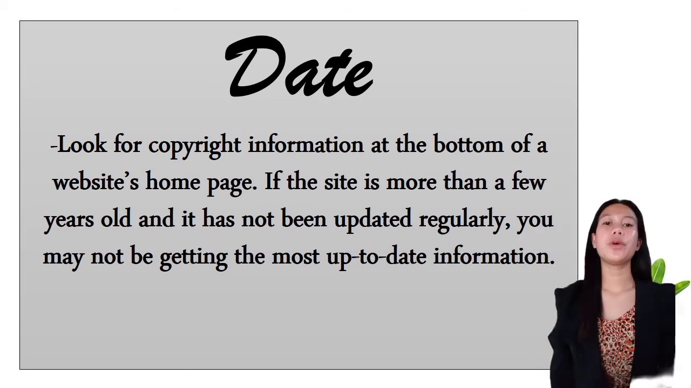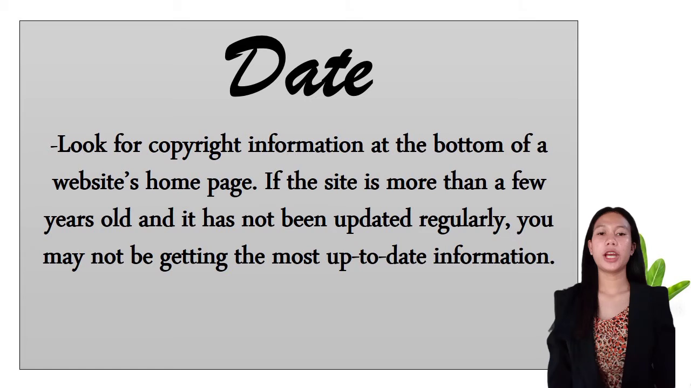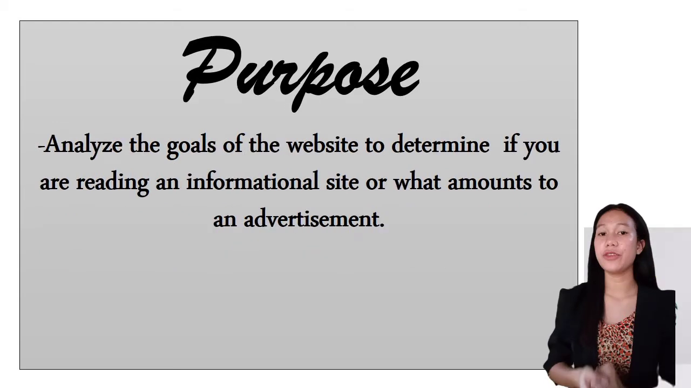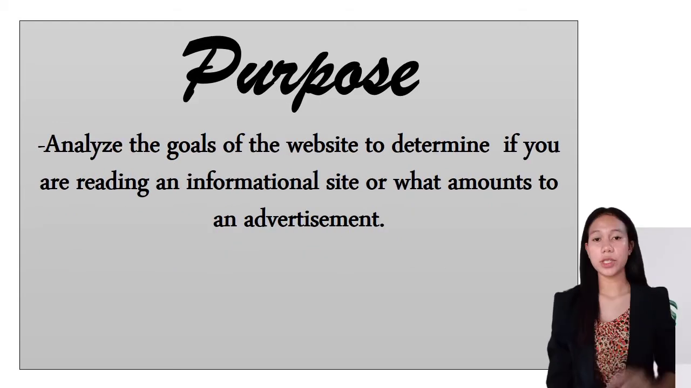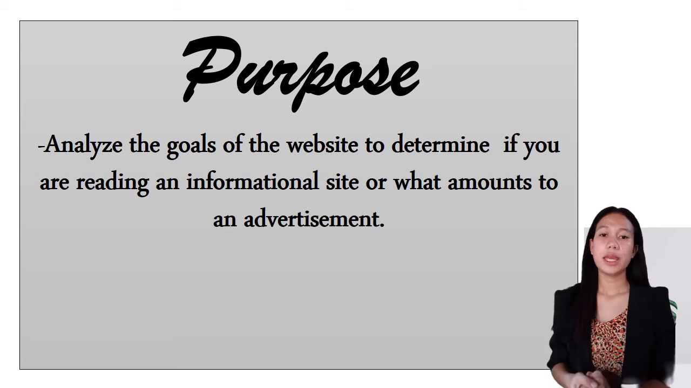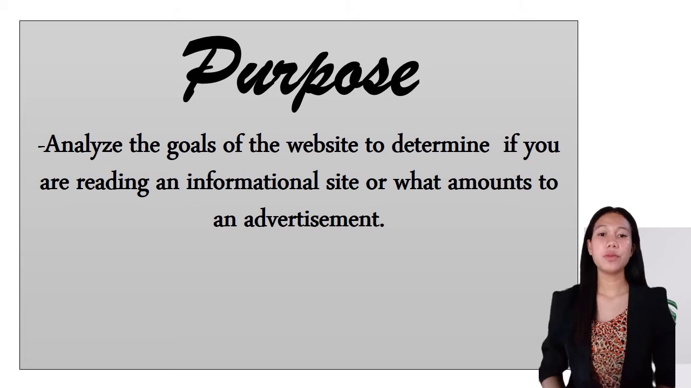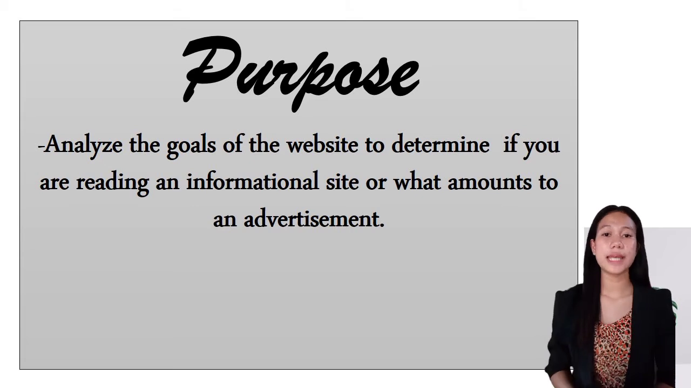The second one is date. When was the website published or updated? Look for copyright information at the bottom of a website homepage. If the site is more than a few years old and it has not been updated regularly, you may not be getting the most up-to-date information. Next is purpose. What is the purpose of the site? Is it to sell, inform, or discuss? You should analyze the goals of the website to determine if you are reading an informational site or what amounts to an advertisement.